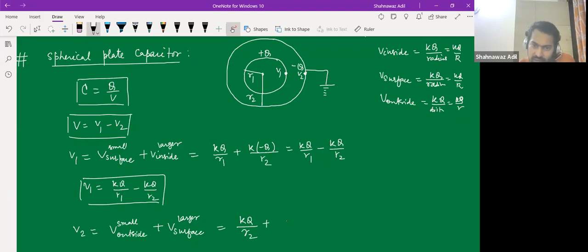PQ by R2, minus, right? We have minus and R2. Good. So this is KQ by R2 minus KQ by R2, so this is 0. And you already know that when we earth something, so when we apply earthing, what is the potential of that surface?